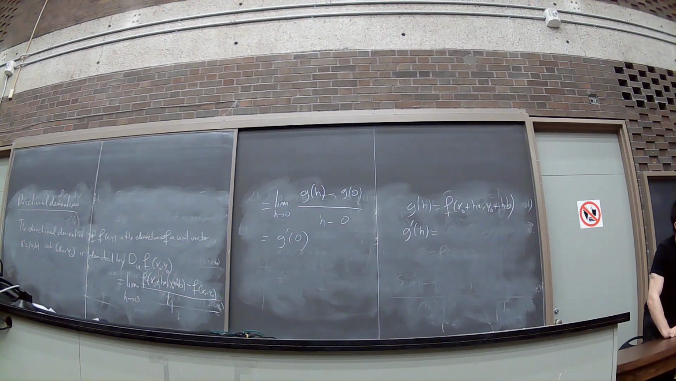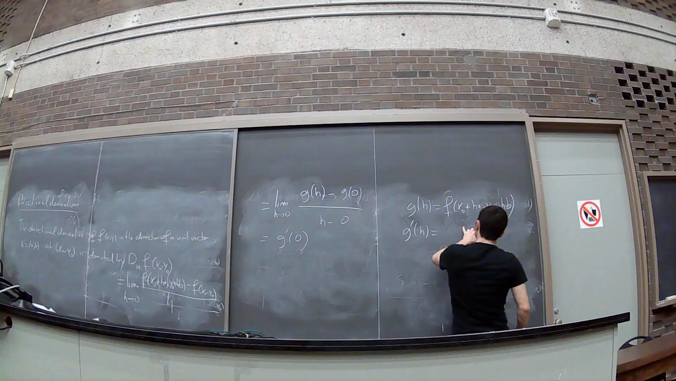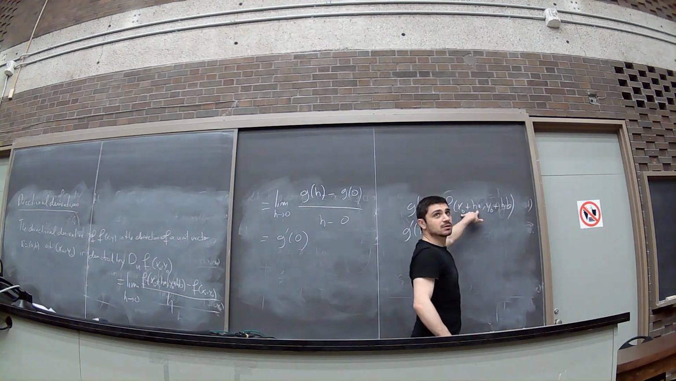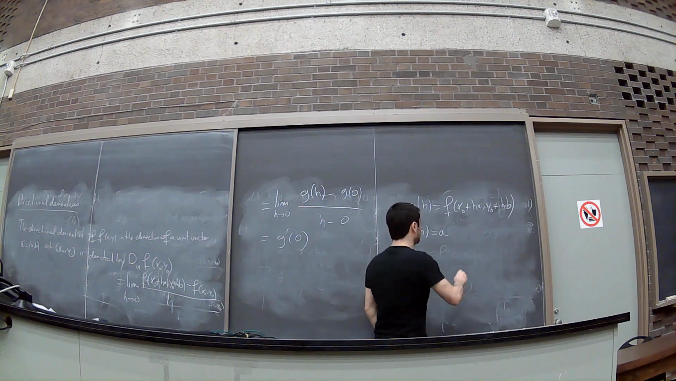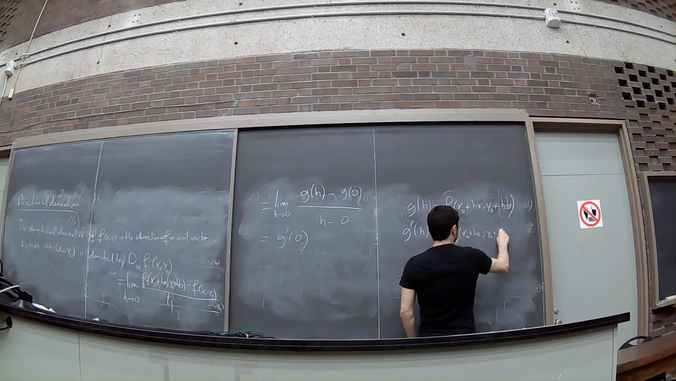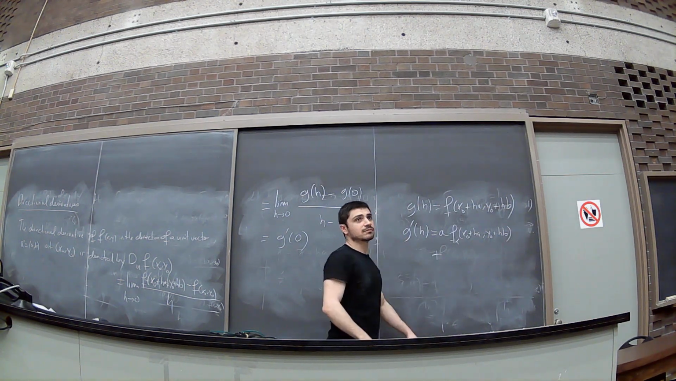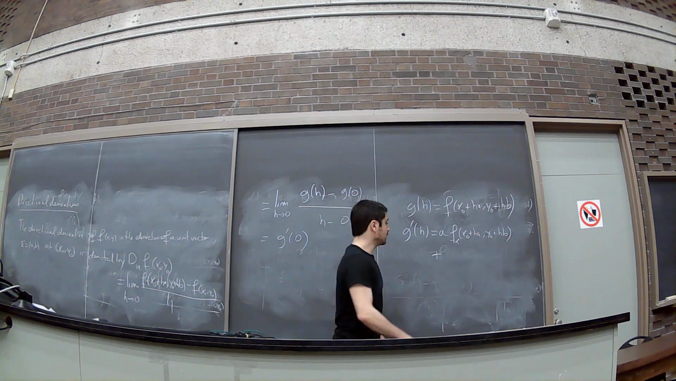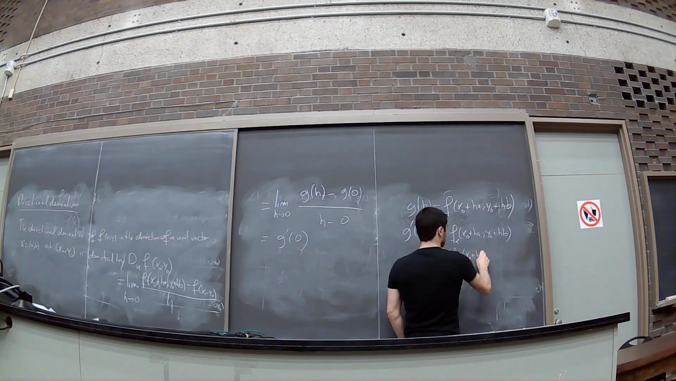Do you all know how to differentiate this? With respect to h, what's the derivative of the first argument with respect to h? A. Times what should I put? F1, or I'll write it f_x. Very good. With respect to the first argument, applied here, plus, what is that? B, f_y. Thank you very much.